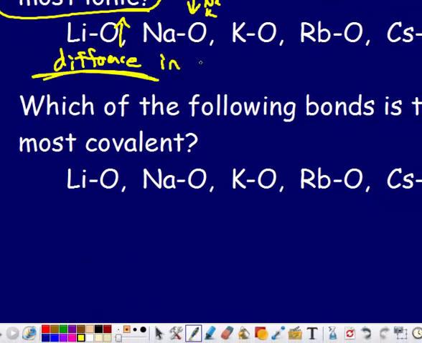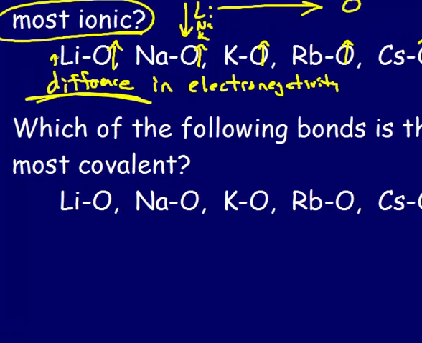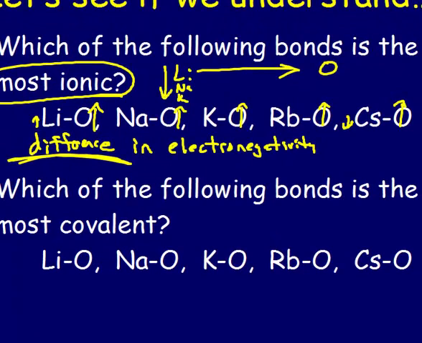All right, so what we're talking about here is a difference in electronegativity. And the greater the difference, the more ionic. If that's the case, oxygen is higher than each of the elements it's bonded to here. Lithium is going to be higher than cesium is, according to the trend. So the most ionic is going to be the one with the greatest difference, which is going to end up being cesium. The least ionic of these would be the lithium oxide.